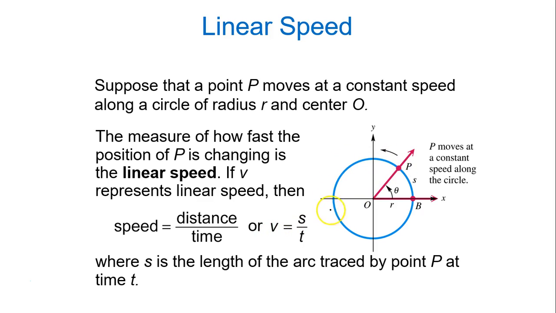Since we are referring to the distance around a circle, we call that the arc length. We're going to say that is our S. The distance around the circle is S. And so V equals distance S over time. And this is our formula right here for linear speed.